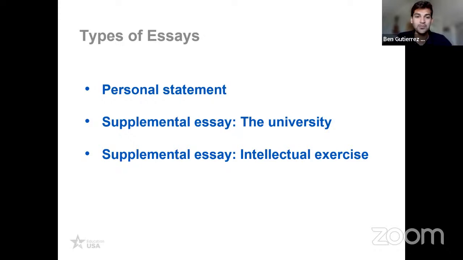The 2 most common types, again, later on we'll go into some examples, but there is the university specific or the why X university essay, which is really asking, why do you want to attend our school? How do your values align to the school that you are applying to? And then the second type of supplemental essay is more of an intellectual exercise where you are maybe addressing or responding to a prompt that is encouraging you to think critically.